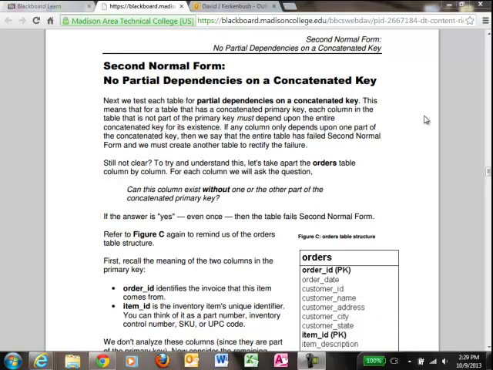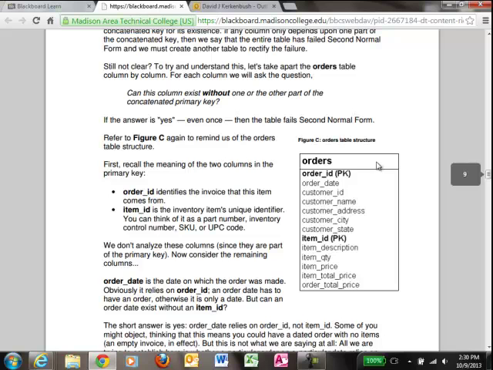Let's pick up here with the second normal form. Again, this is the Coulson tutorial on normalization. The second normal form says no partial dependencies on a concatenated key. Well, what does that mean? A concatenated key, we know, is a table or entity that has two fields put together to make up the primary key. And where we left off, you can see this orders table does have a concatenated primary key: order ID and item ID.